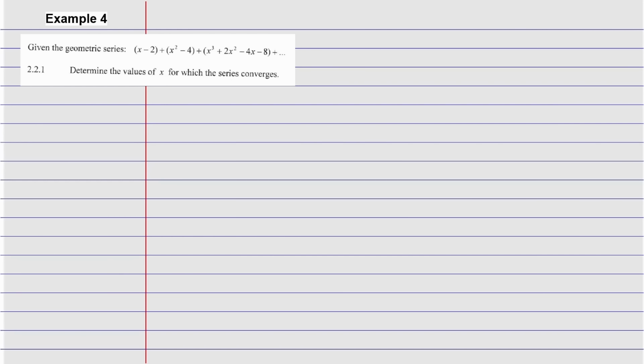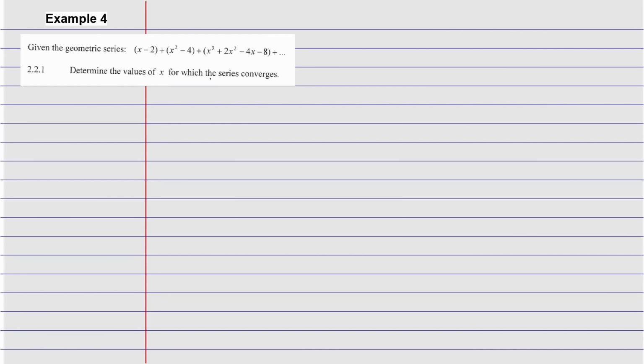So now we're going to move to example 4, right? It says the following: given a geometric series, which is x minus 2 plus x squared minus 4 plus x cubed plus 2x squared minus 4x minus 8, right?